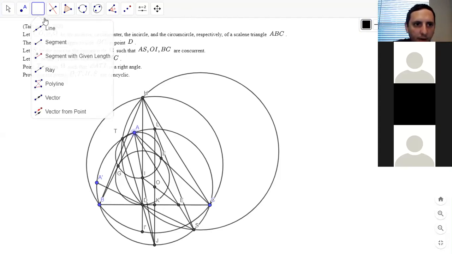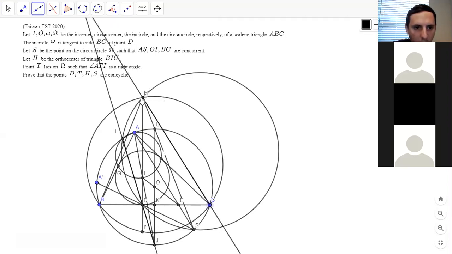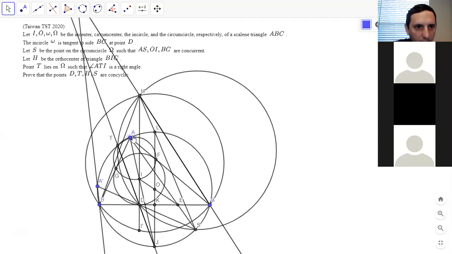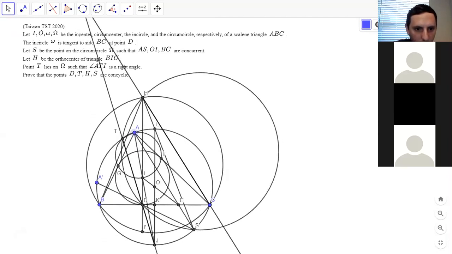But yeah, I think, did you ask me before to intersect JT and HC? I wonder if BA prime, I wonder if those are concurrent. Let's see. No. Is there another point that we can find on that circle? DTHS.